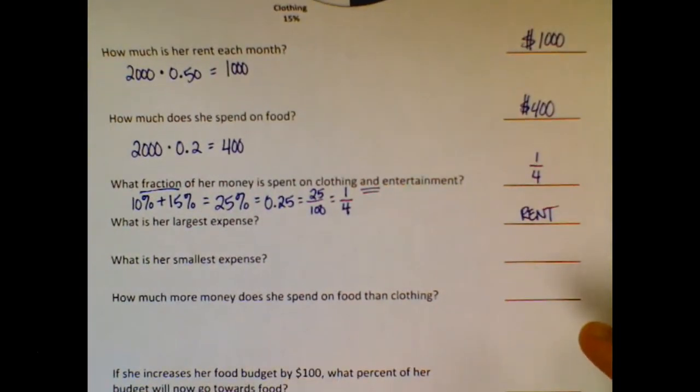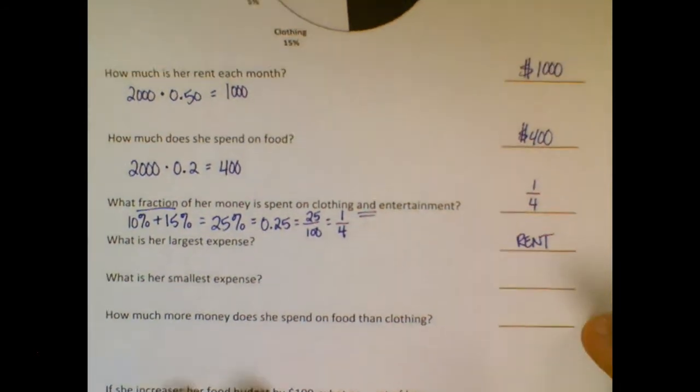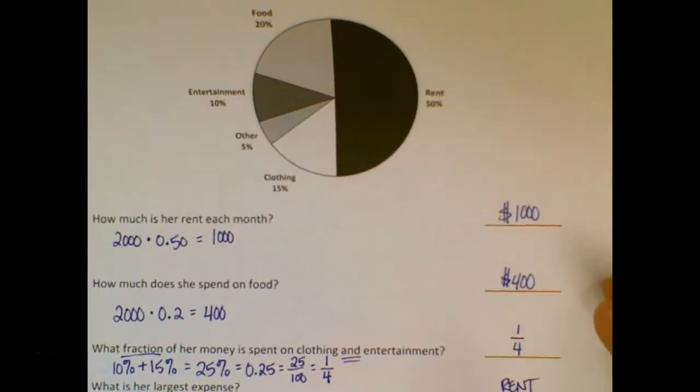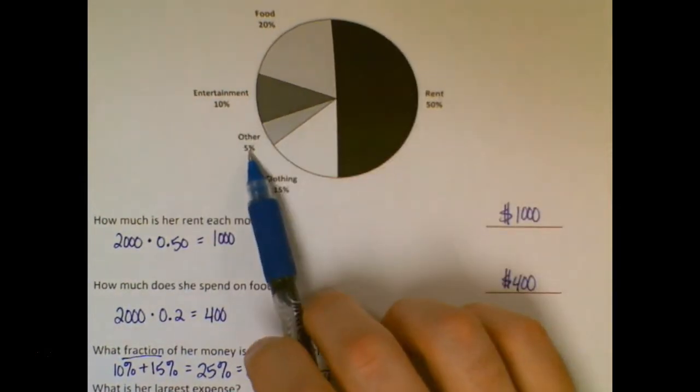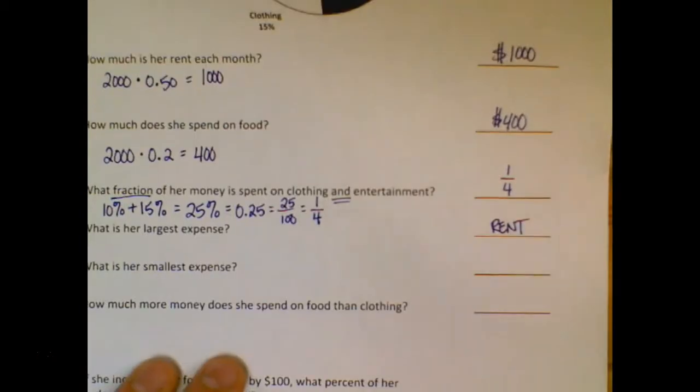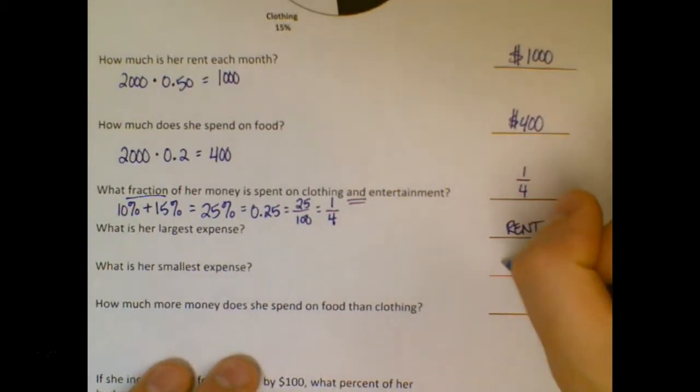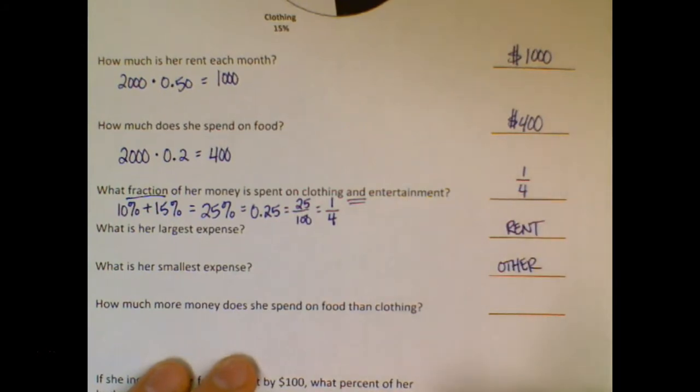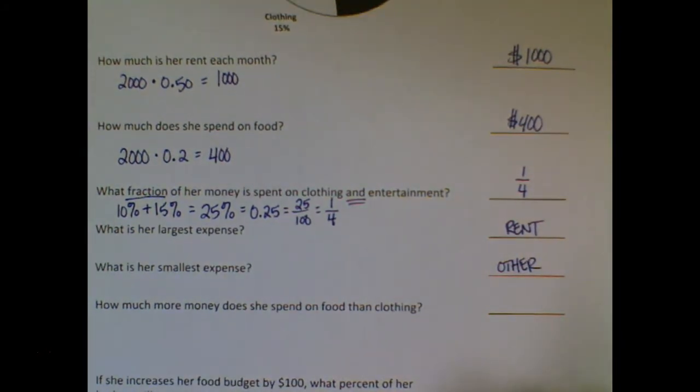All right, take a look, figure out what is her smallest expense. Well, her smallest expense is going to be the smallest percentage. Our smallest percentage that we have here is other, which is at 5%. So the random stuff she's spending her money on, that is her smallest expense. Let's take a look at this. How much more money does she spend on food than she spends on clothing?